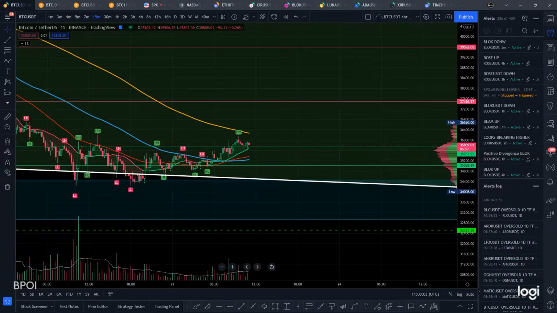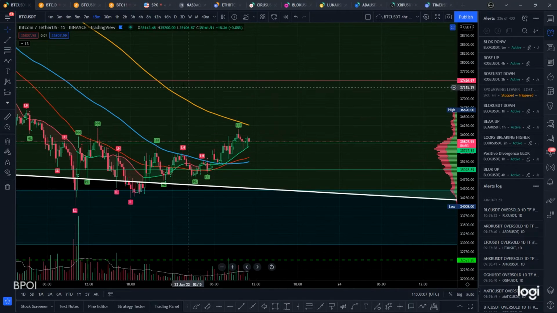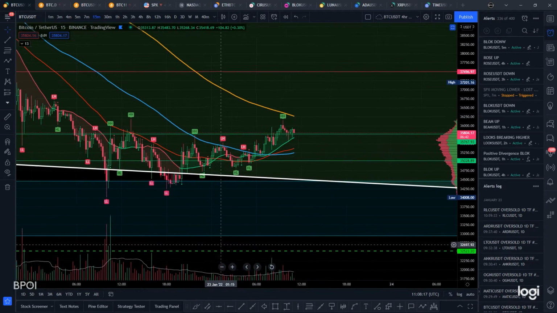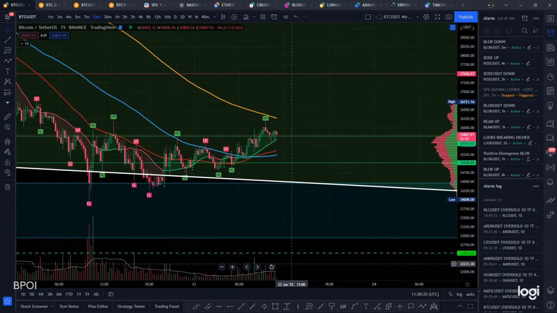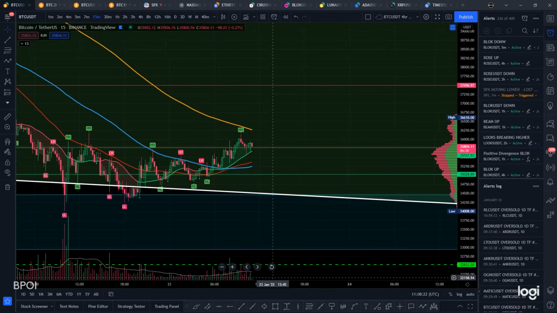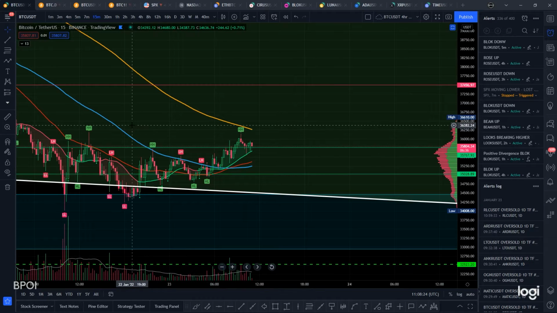Morning guys, 11:08, Sunday 23rd of January, just looking at Bitcoin on the 15-minute time frame. If you're trading at the moment, we're just trying to find out how this relief bounce is going to pan out. Smaller time frames are also a good way to practice how to chart, if you're looking to learn and brush up on your skills.